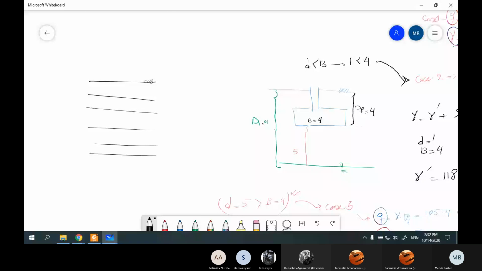How can we find the differences between the layers by knowing their C and phi? For example, in this case, we have C1, Phi1, C2, Phi2. Depending on these parameters, we can say whether this layer is equal to the other one or not.